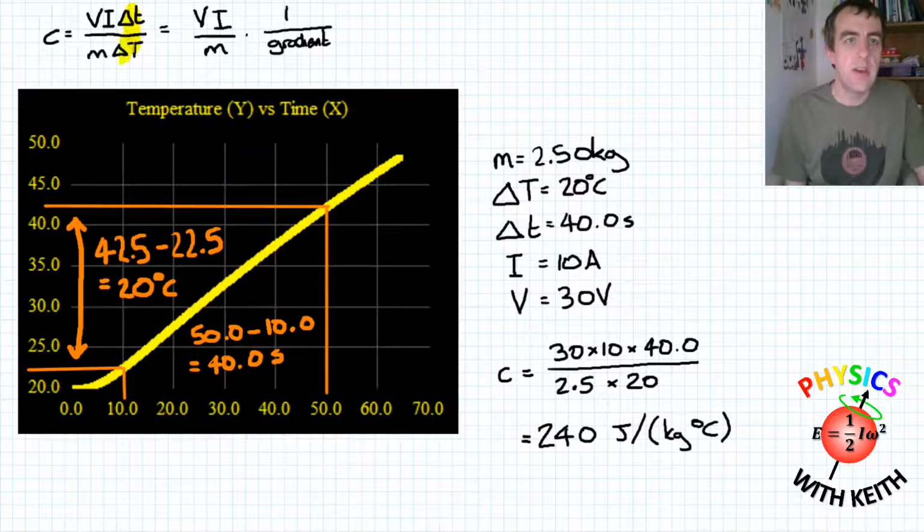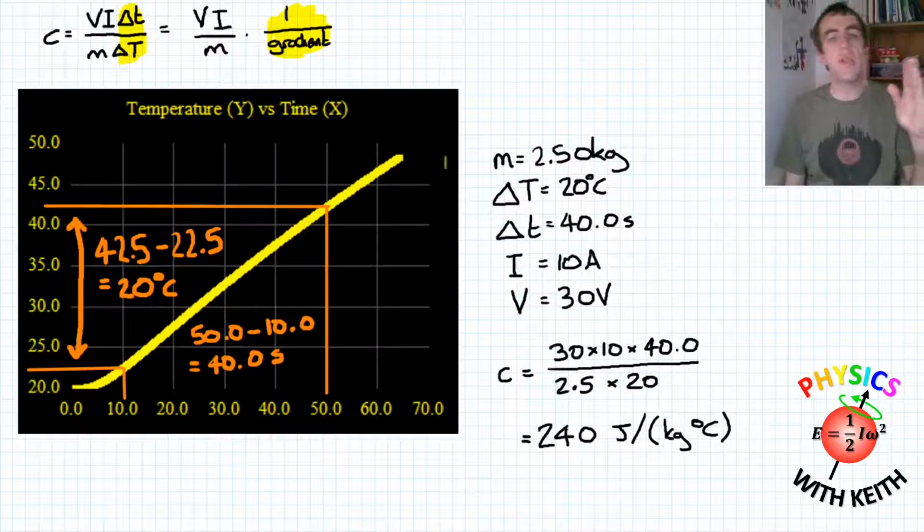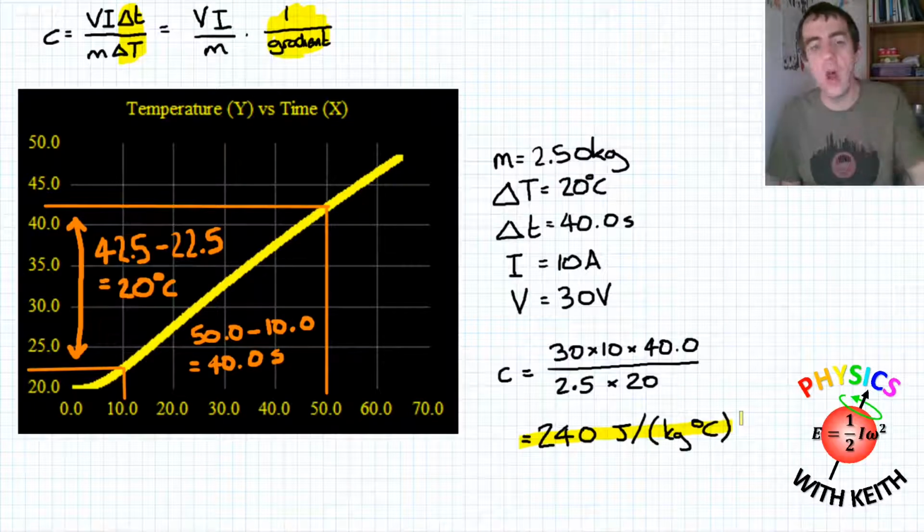That delta little t divided by delta big T is 1 over the gradient. And that dot just means I've multiplied those together. And so if the line is less steep, so the gradient goes down, the specific heat capacity will go up. And that's what I predict, because I think this number here is too low.